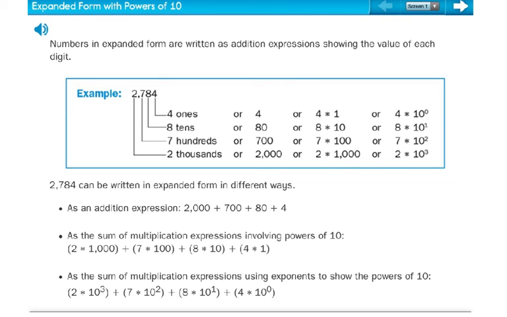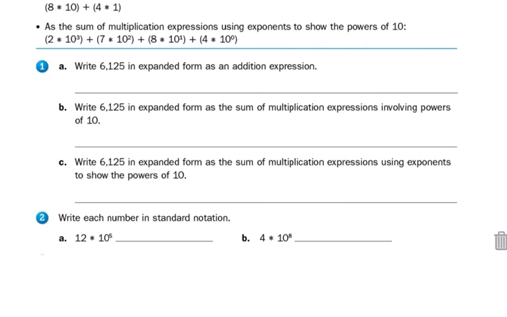On our next journal page, on page 42, you are going to look at numbers in expanded form, that they can be written as addition expressions showing the value of each digit. So we're going to do some of these together. We won't do many of them, but it says number 1A, write 6,125 in expanded form as an addition expression.